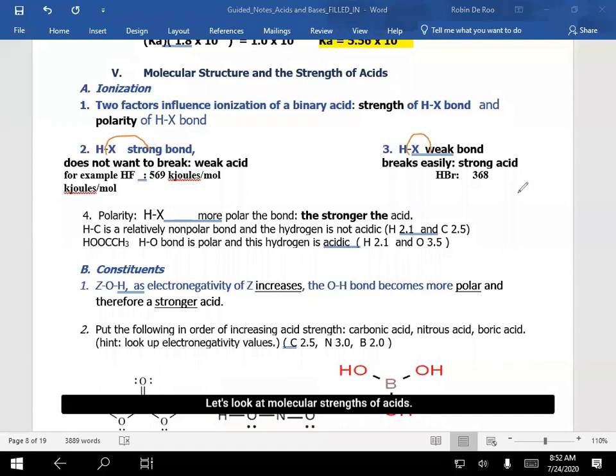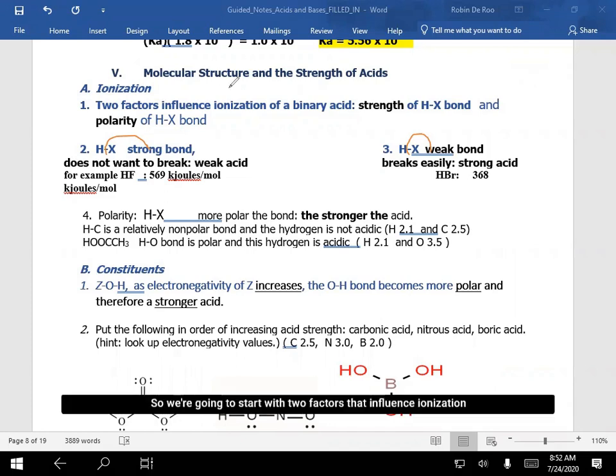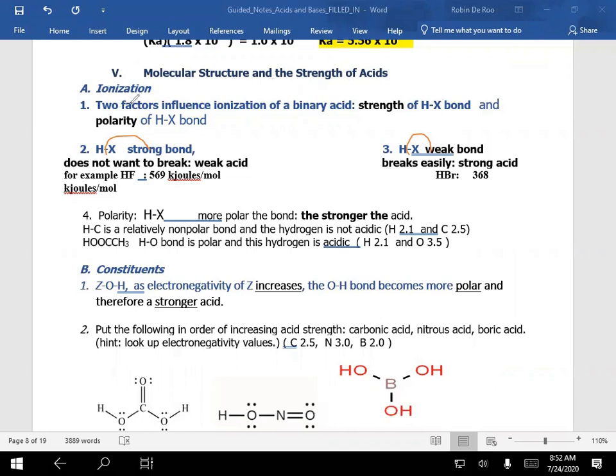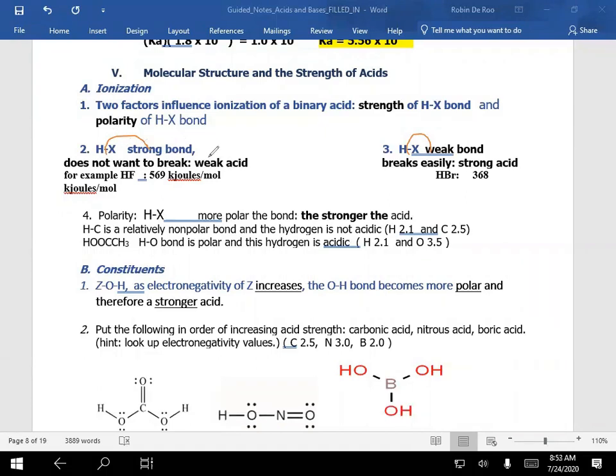Let's look at molecular strength of acids. So we're going to start with two factors that influence ionization of a binary acid: the strength of the HX bond and the polarity of the HX bond. If the HX bond is a strong bond, it does not want to break. That makes it a weak acid.